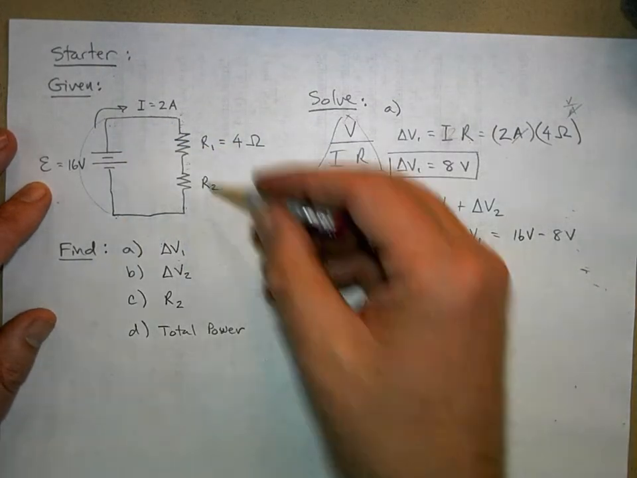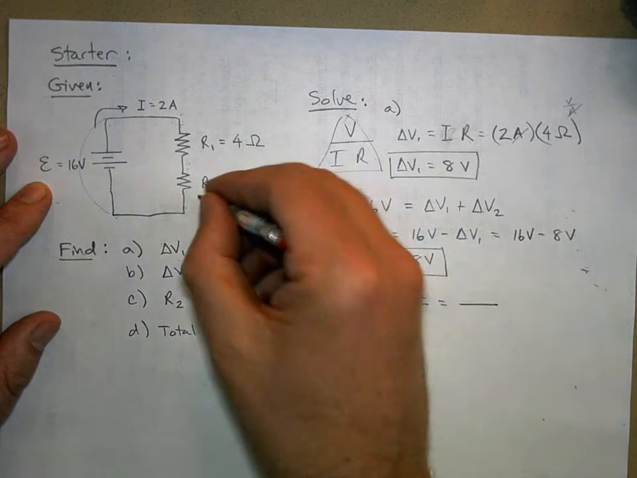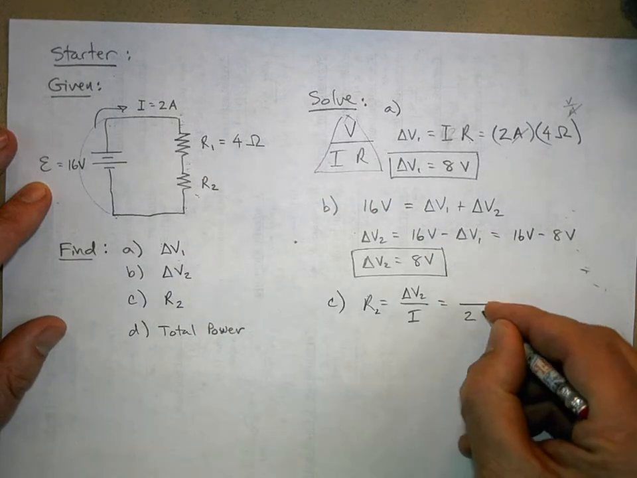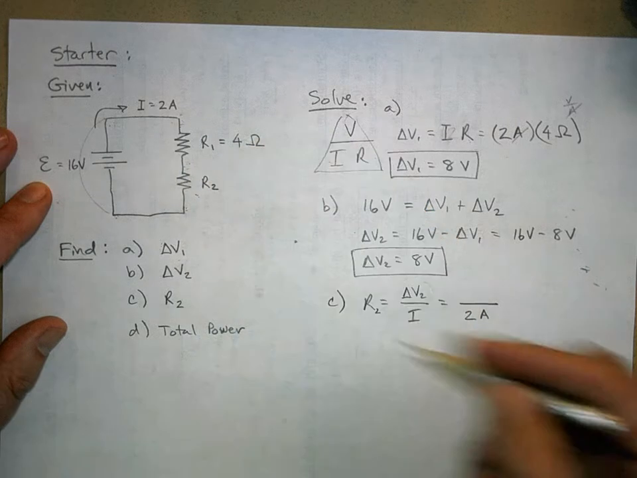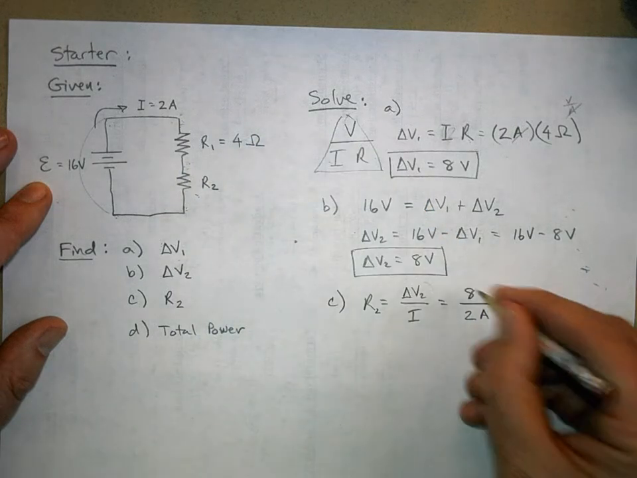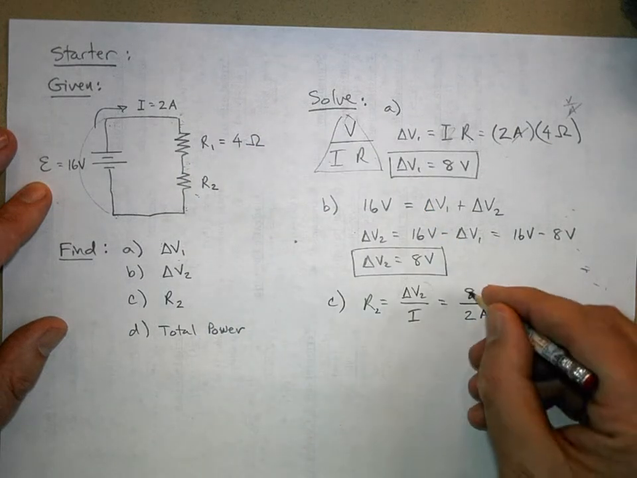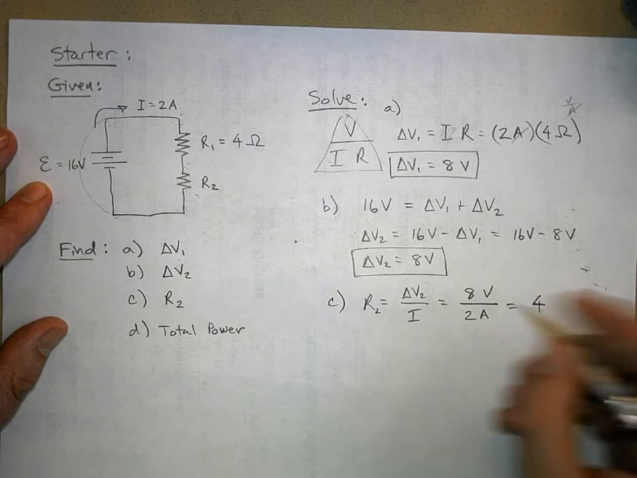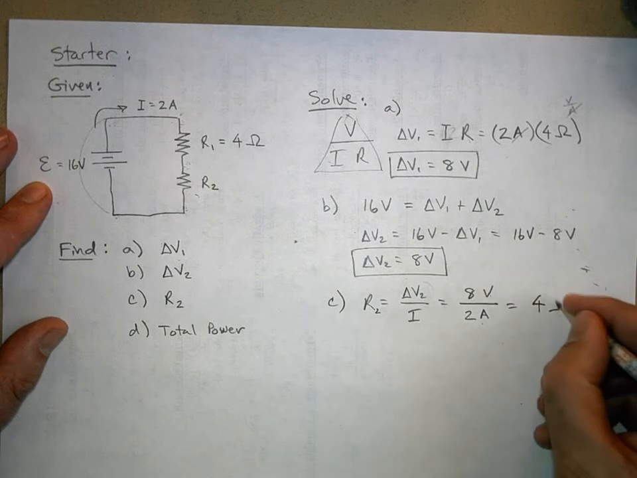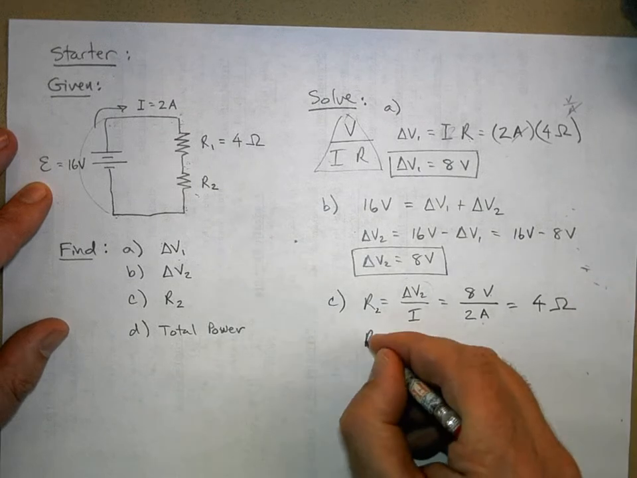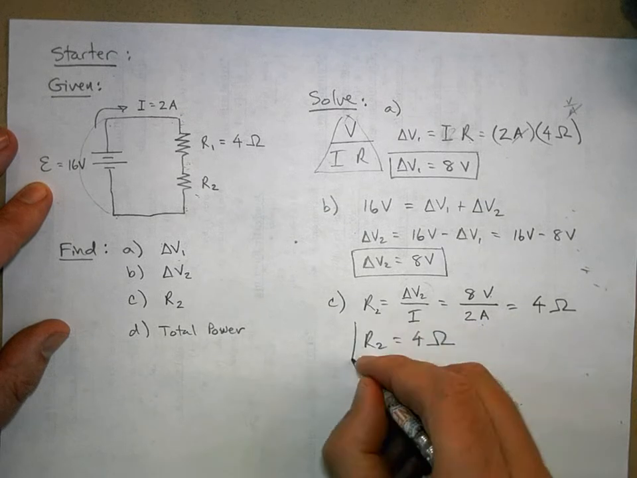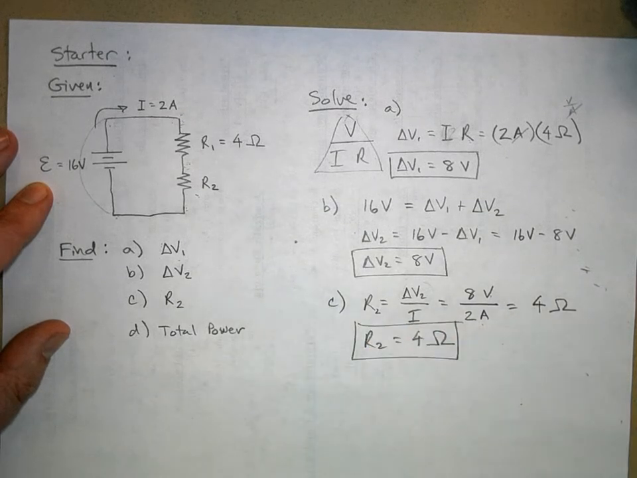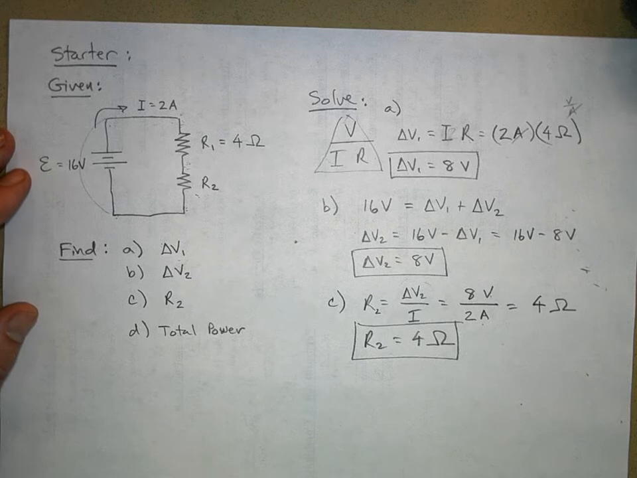That includes the second resistor, so it's got 2 amps. And we know what the voltage drop is across here. That's going to be 8 volts. 8 divided by 2 is 4. And a volt per amp is an ohm. So R2 is equal to 4 ohms. Yes? Does that make sense? Okay, now let's do part D.